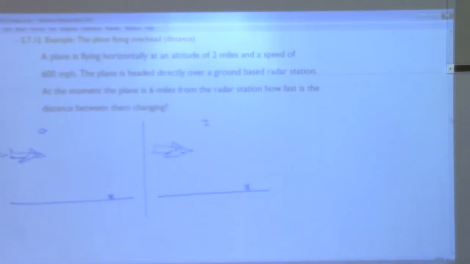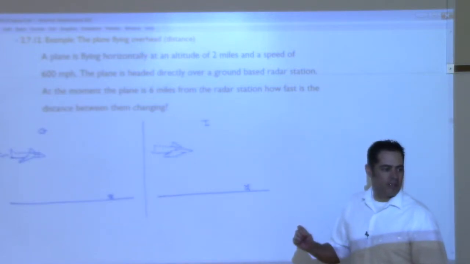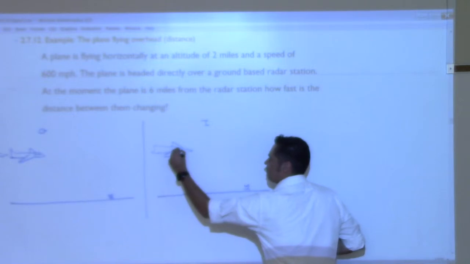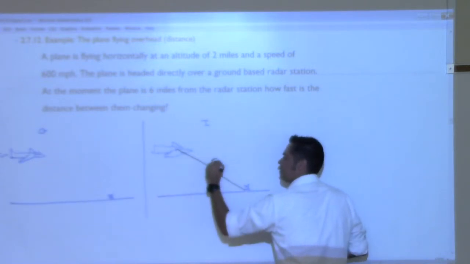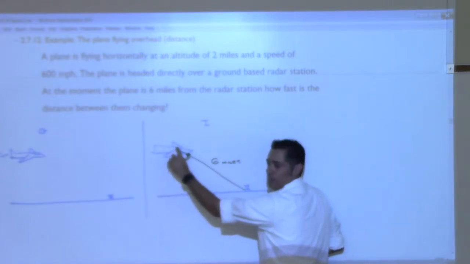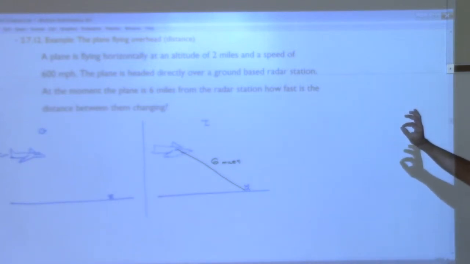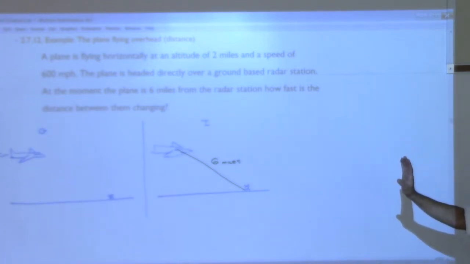So you see where it says at the moment the plane is 6 miles from the radar station? That means straight line distance. Not ground straight up to plane. This means the straight line distance from the radar station to the plane is 6 miles. That's fixed in my instant picture. Anything else that's fixed in that picture?